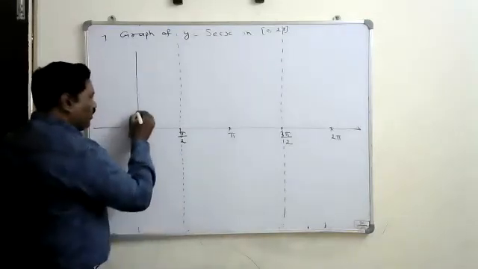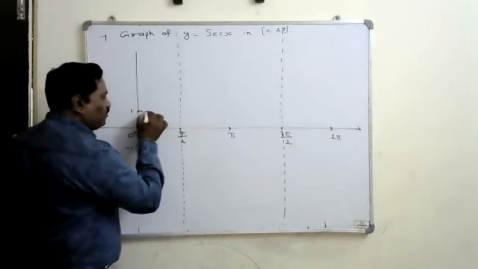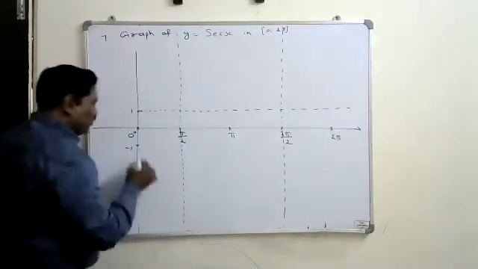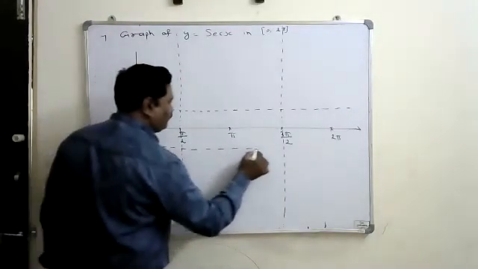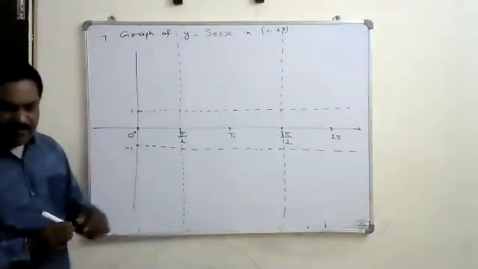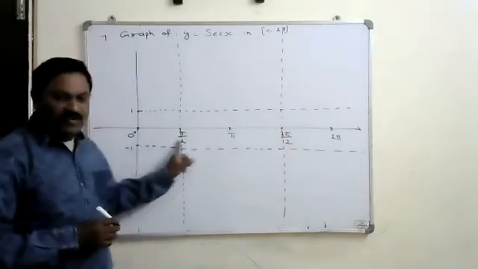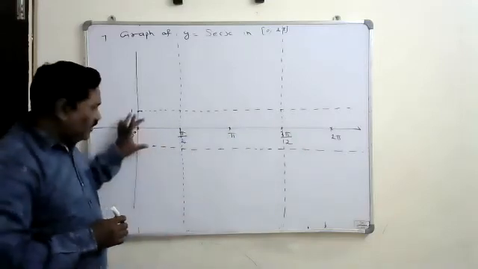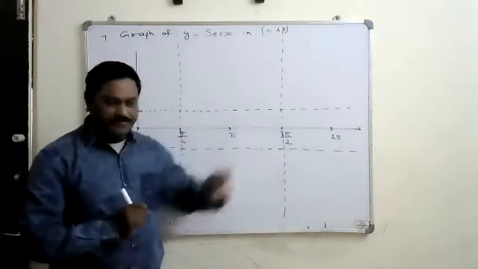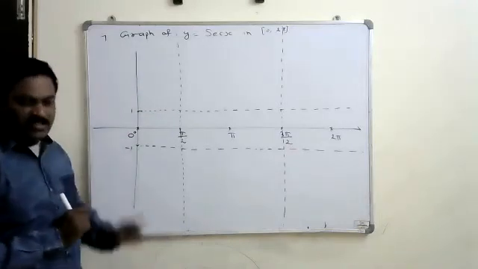That's why take this y value, say 1, and there is a minus 1. So at the 1, draw the dotted horizontal line, and at the minus 1 also draw the dotted horizontal line. Secant x never gives the value in between minus 1 to the 1, means in between these two lines the graph will not exist. But the sin x and cos x graph will be there in between these two lines only. But secant x is more than 1 or below minus 1 only, the graph will be there.